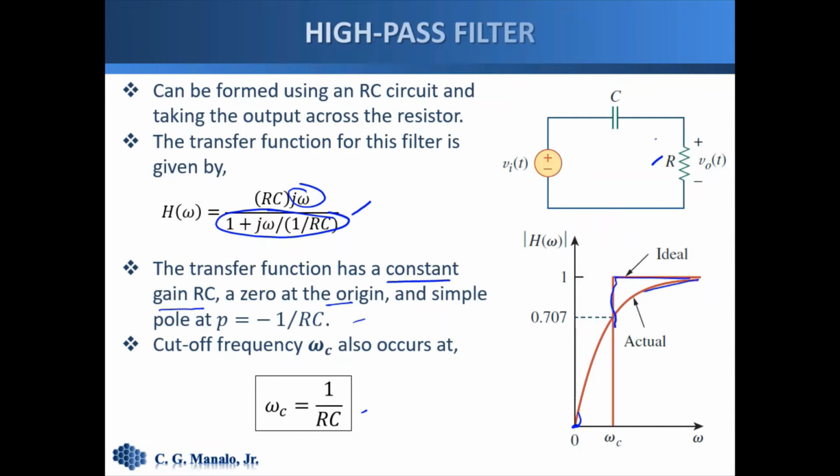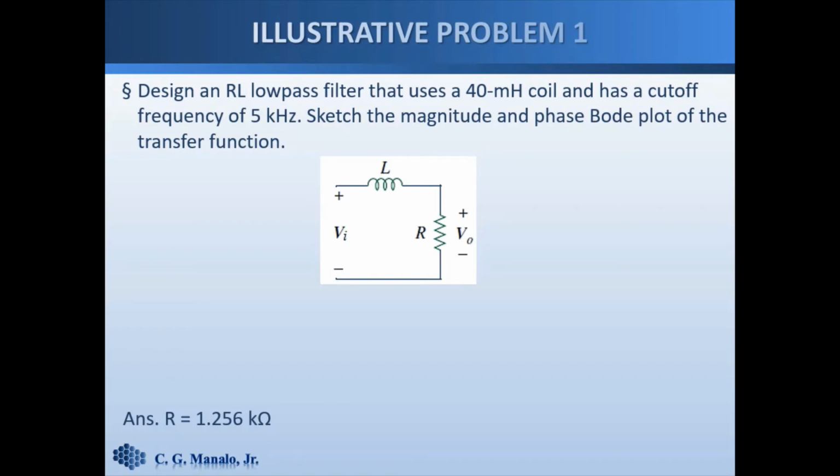So after the cutoff frequency, it is a constant unity, and before that it is 0. Okay, so the same for the low pass filter. There's also a plot there for the ideal transfer function. So let's have an example.